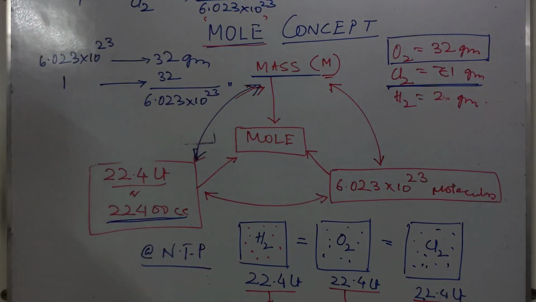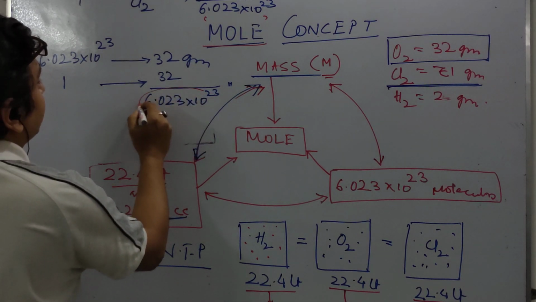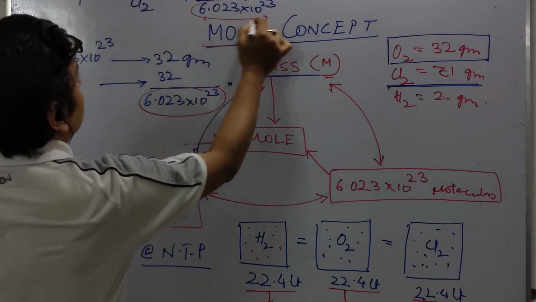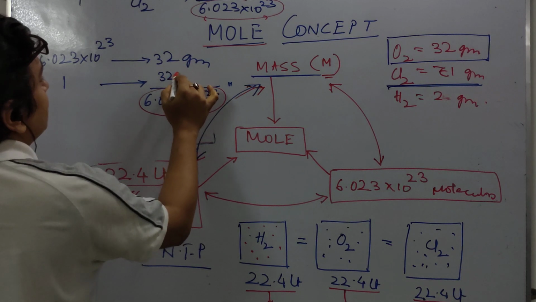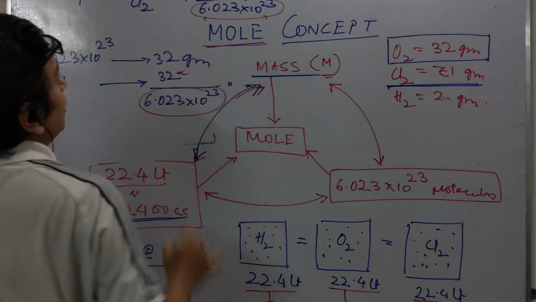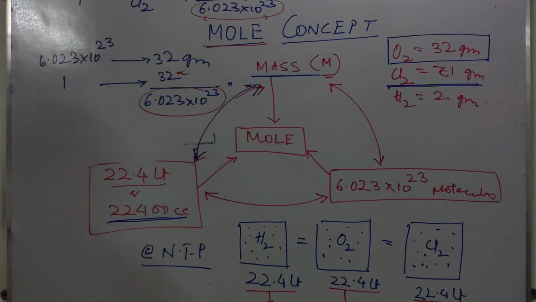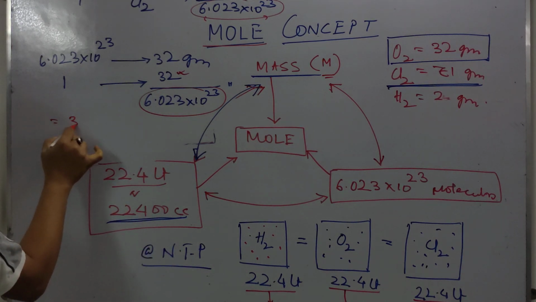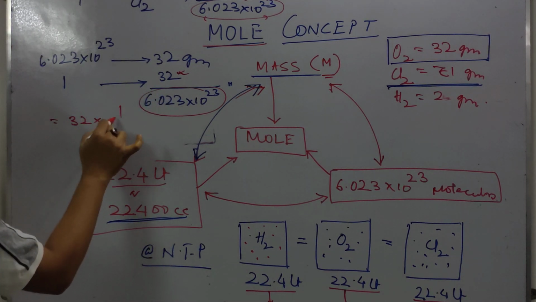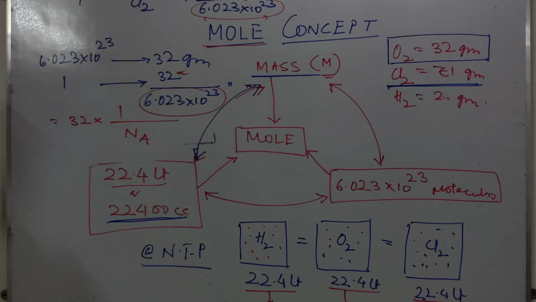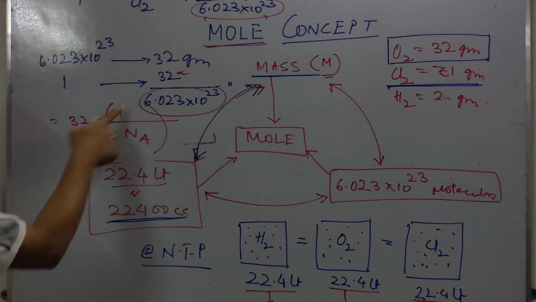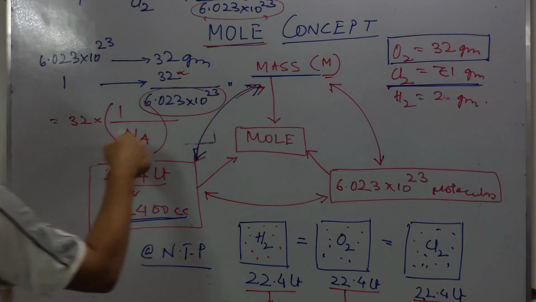Now the question arises that everywhere we can see this Avogadro number in the denominator. Isn't it? Here also, here also. The case changes in the numerator. In case of oxygen, it is 32. In case of chlorine, it is 71. So let us do something: 32 multiplied by 1 by Avogadro number. I am writing Avogadro number as Na. Can I write it? 1 by Avogadro number. So this is being expressed as 32 multiplied by 1 by Avogadro number.